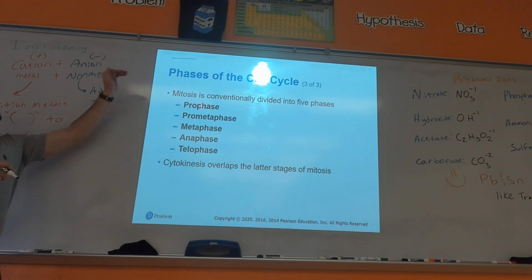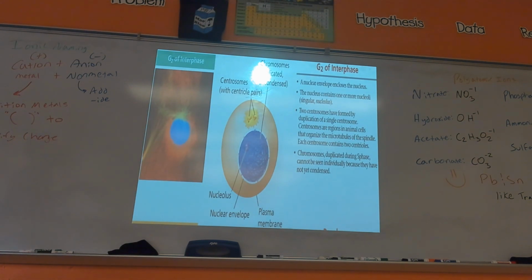So PP-MAT: prophase, prometaphase, metaphase, anaphase, telophase. That's the ordering of the phases in mitosis. And then you have cytokinesis where you divide up the cytoplasm. So let's run through them. Before I actually show you mitosis, G2 of interphase, that's when we're preparing. We're checking the DNA, making sure there are no errors.